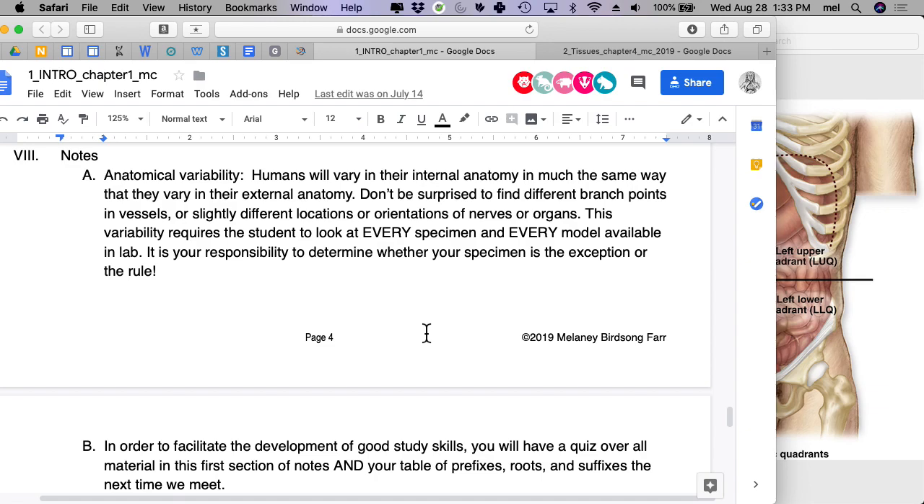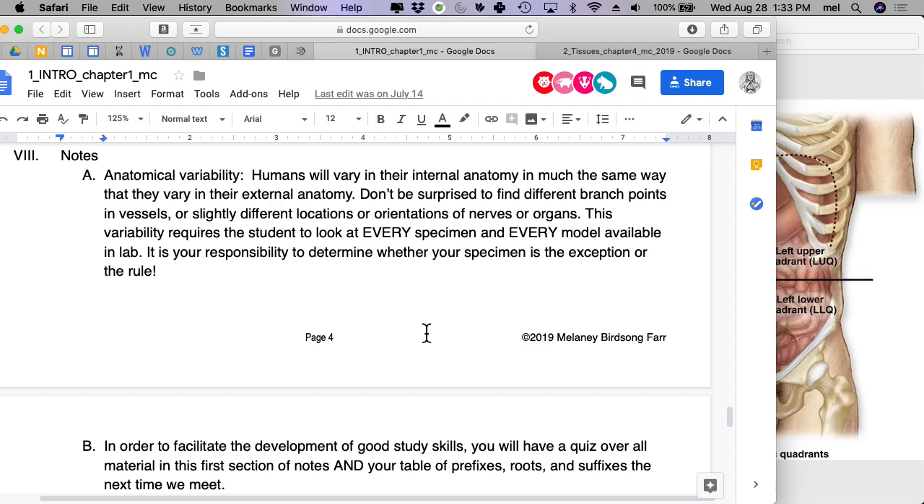Sometimes a large percentage is only like 40% of the population. So the textbook looks like the textbooks, and the models are really consistent generally, right? But then you go and look at the cadavers, and if there's 12 of them, there might be 4 different iterations of the same structure. So what are you responsible for? Well, you're responsible for knowing anatomic variability and knowing what's the exception and what's the rule.